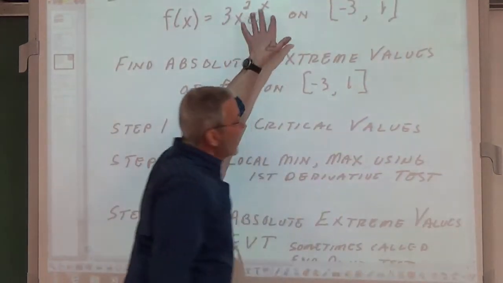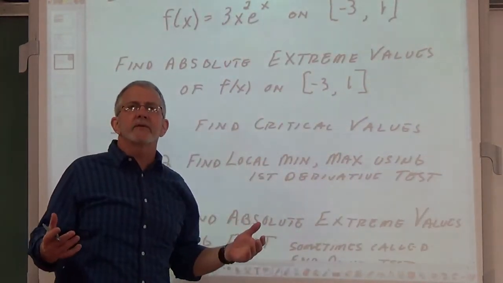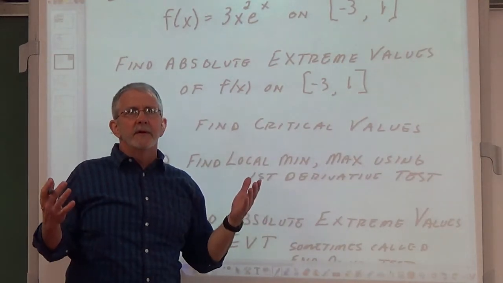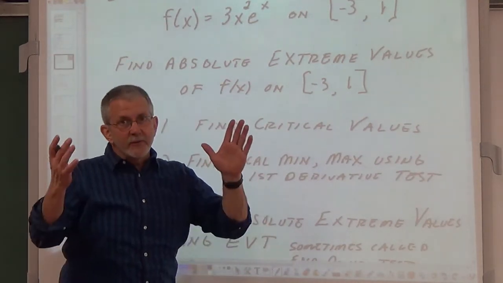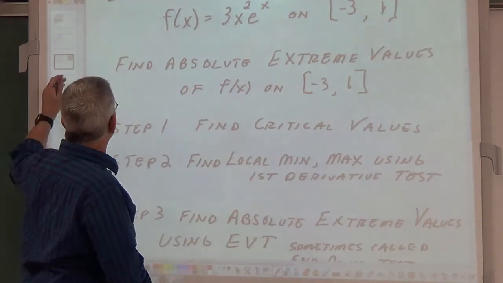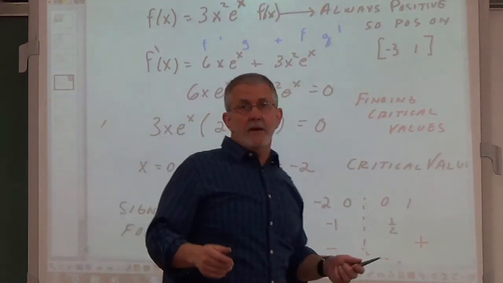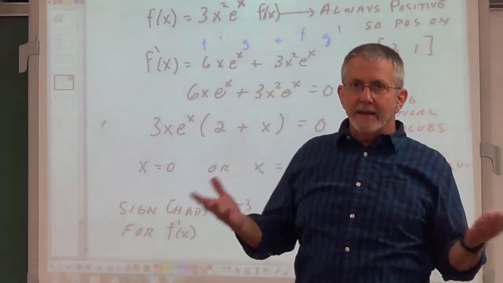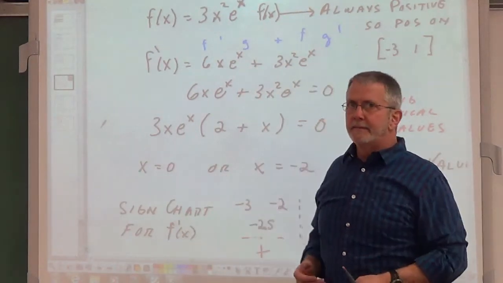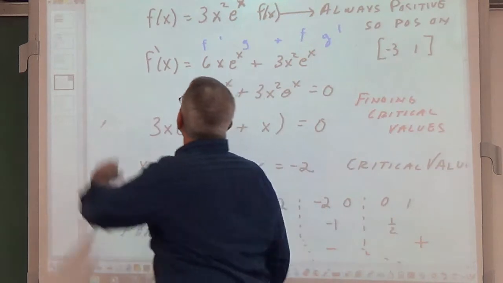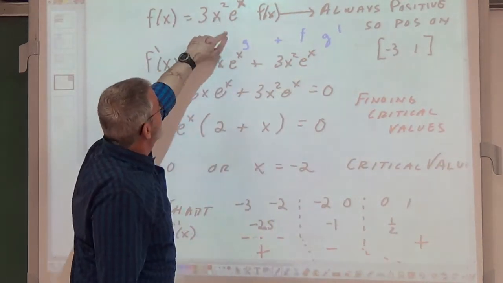What do I have to do? I've got to find the critical values. How do you find the critical values? You find the derivative, set the darn derivative equal to 0. Okay? And at any time during this video, you can pause it. I'm moving forward. 3x squared e to the x.